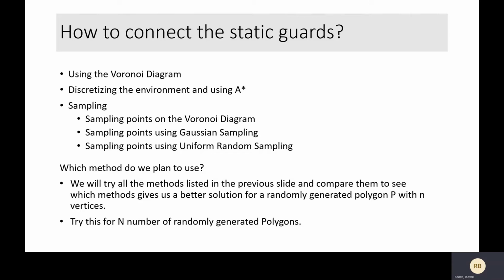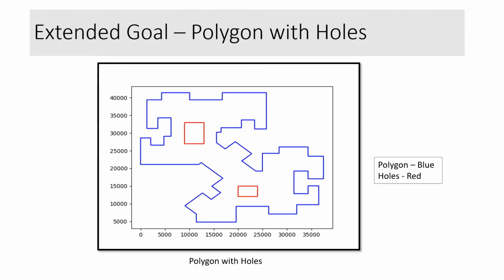Although this part of the project is yet to be implemented, we are not specific about which method is the best for connecting the static guards. Therefore we are just mentioning which methods we can use. We are going to implement most of these methods, and then compare and see which method gives us the best solution. In the further slides, the extended goals of our project will be explained.